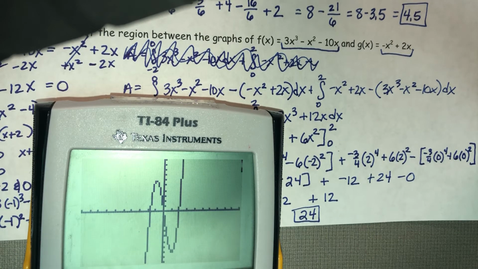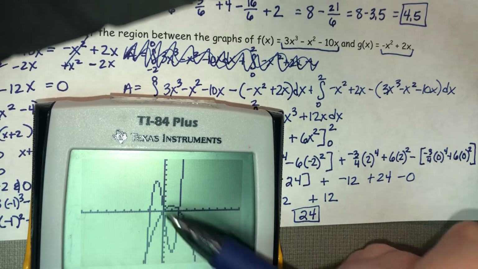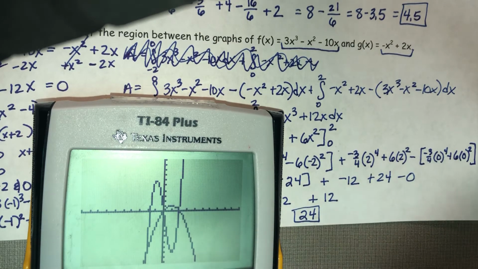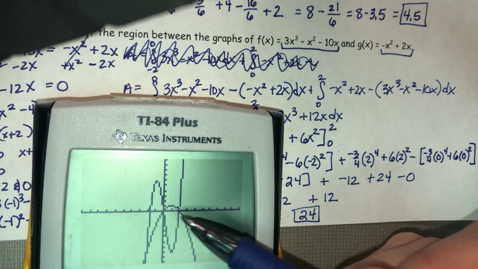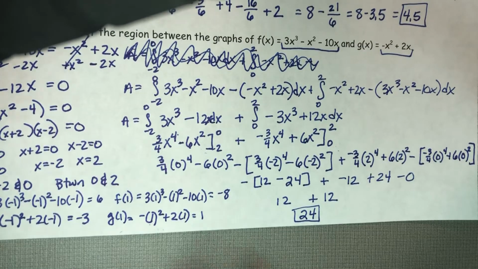So I'm going to graph these. There's the cubic, and there's the quadratic. So what we found was the area of this blob and this blob, these regions in between the graphs. And we certainly could have done this in the calculator, but we'll look at the next problem for that because the next problem is a calculator problem.